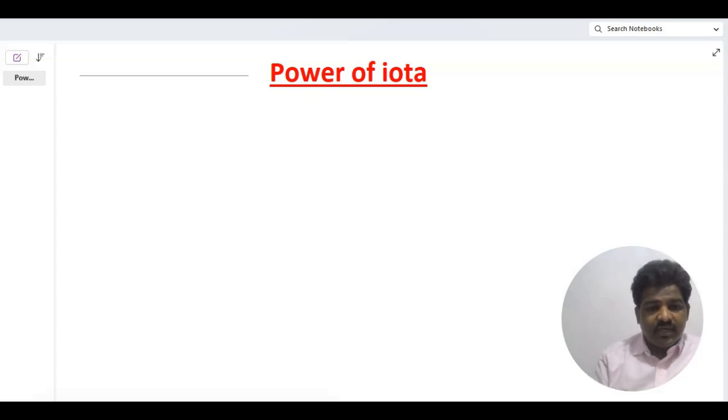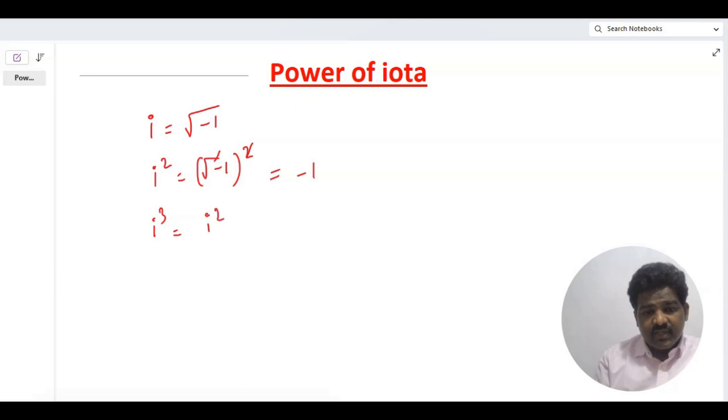Well, now the power of iota. So what is the power of iota? Basically i means under root of -1. i power 2 is under root of -1 whole power 2. That means the root and the square get cancelled, so -1. For i to the power of 3, what can we write? i square into i. I square means I am replacing with -1 into i. So what do we get? -1 into i, minus i.